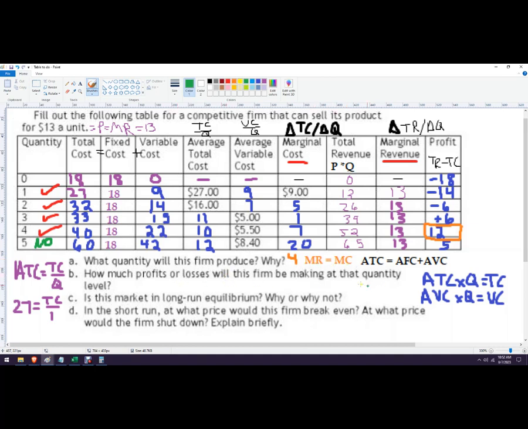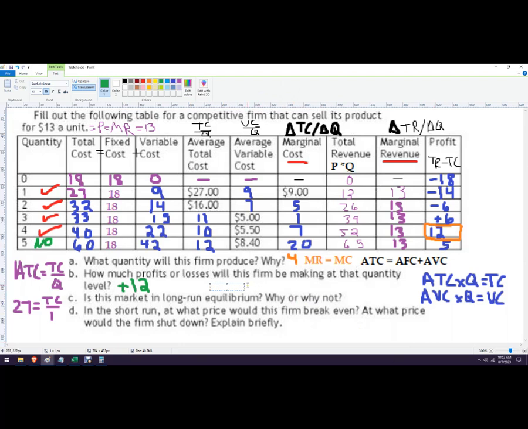How much profit or loss will a firm be making? So it would be 12. We're just reading that off the table. Is the market in long run equilibrium? Why or why not? Long run equilibrium is a special case where there's no incentive for firms to drop out of the market or enter the market.